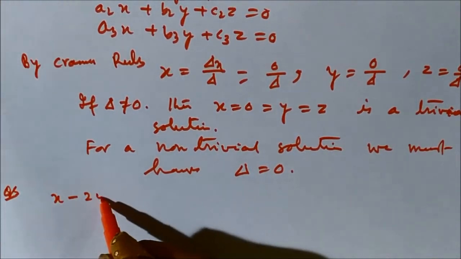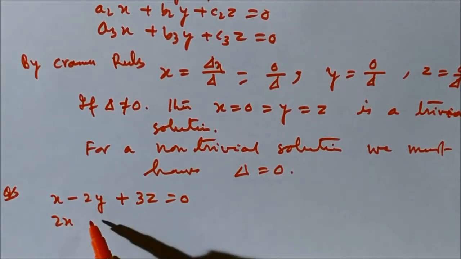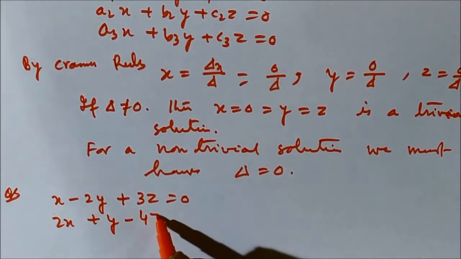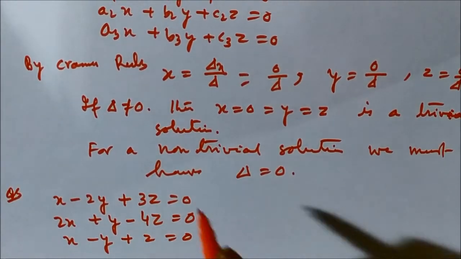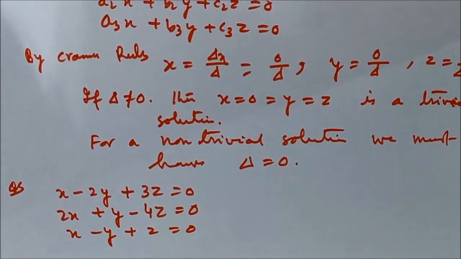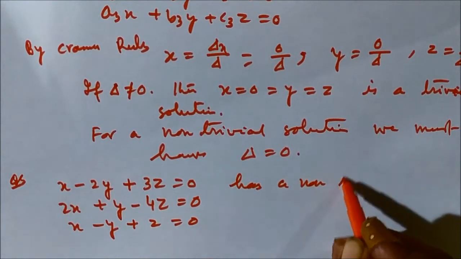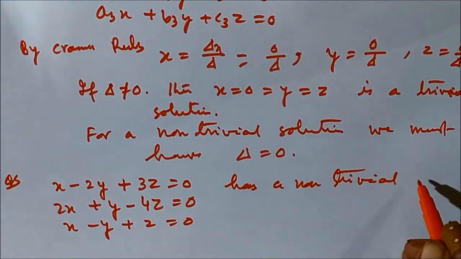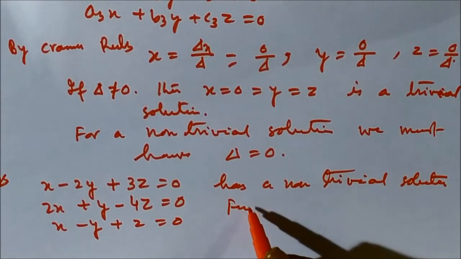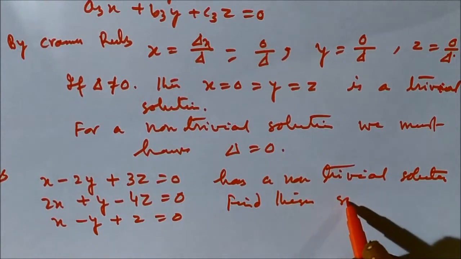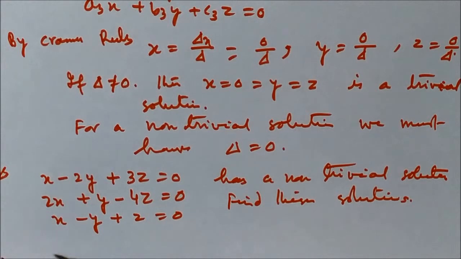One problem is x minus 2y plus 3z equals 0, 2x plus y minus 4z equals 0, x minus y plus z equals 0. This is a homogeneous equation, it has a non-trivial solution, and find these solutions. Answer.